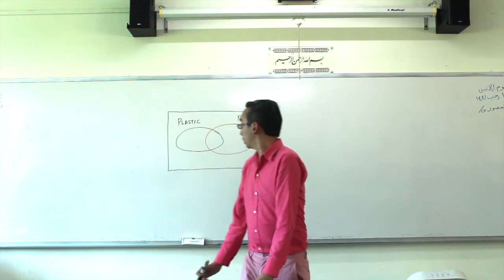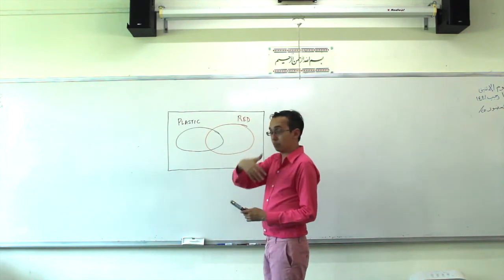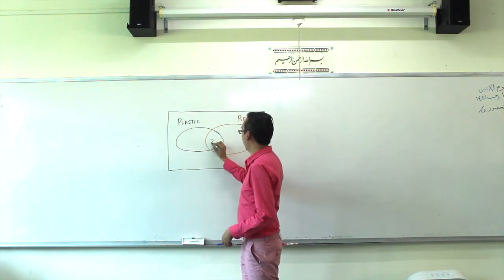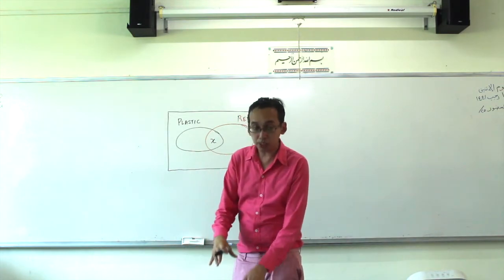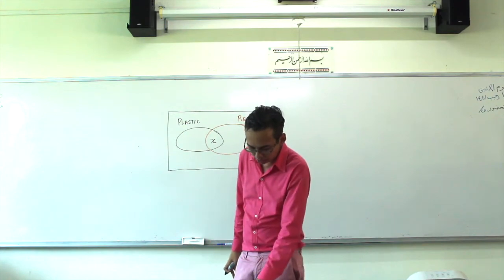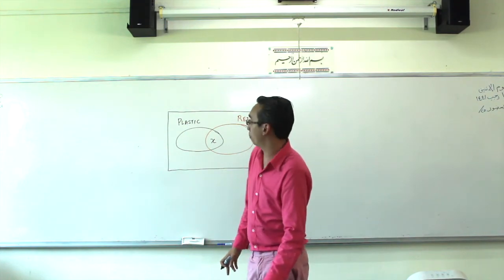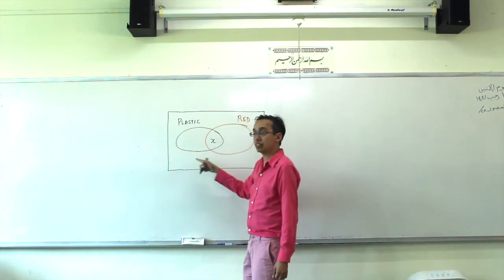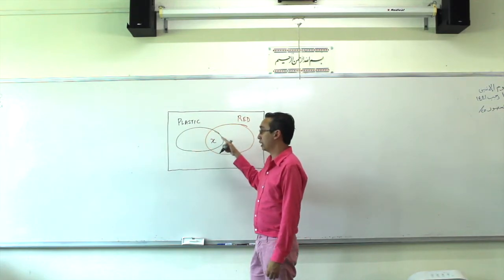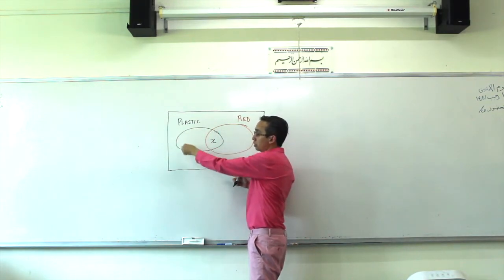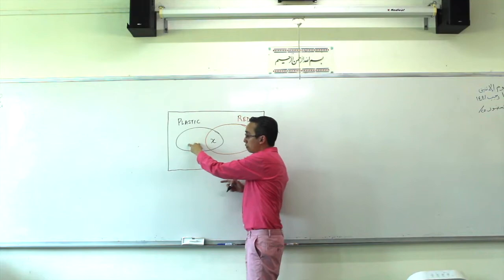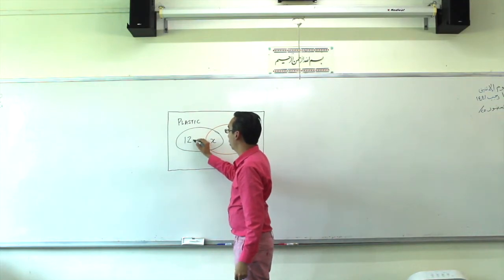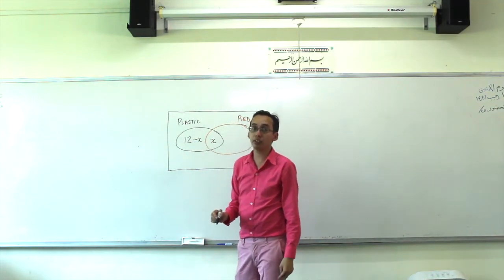So we start with the intersection first. Like the previous question, we put it as x since we don't know. Then we work outwards. Since they say 12 are made of plastic, using the same thought process, since this whole thing is 12 but x has been accounted for here, which is plastic and red, therefore this part is 12 take away x, or 12 subtract x.